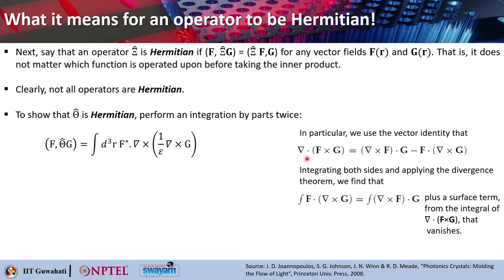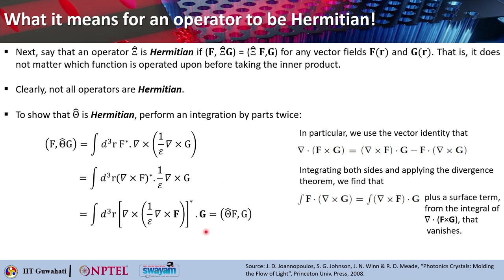One is the divergence of f cross g, which can be written as curl of f dot product with g minus f dot product with curl of g. Here you will see that you are getting curl of this parameter. So, you can use this vector identity and find out what it is. This can be written as curl of f times g, so you can obtain this from this one.